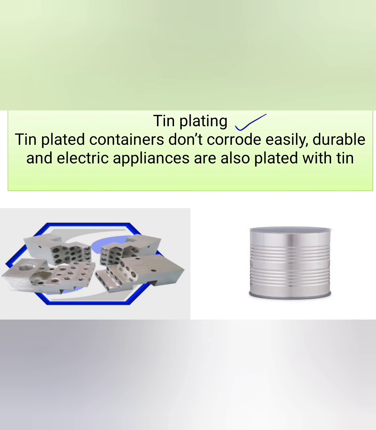Last is tin plating. Tin is also a shiny metal that does not corrode easily and it is very durable. So it is used for the plating of electric appliances because it is also a good conductor of electricity. It is used to plate electric appliances and also the containers used to store food.